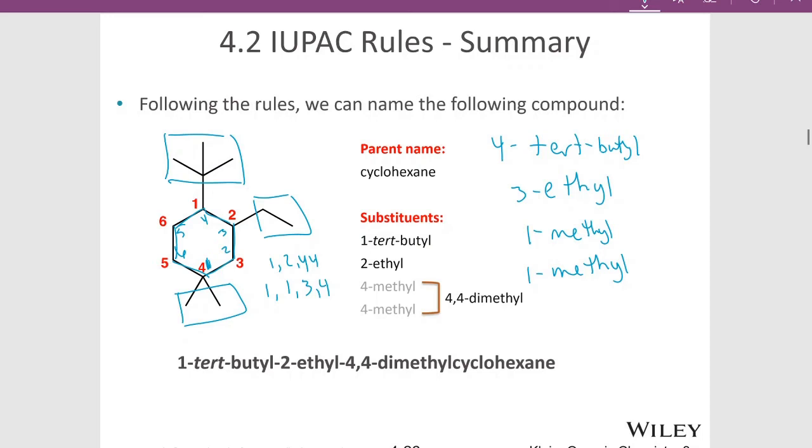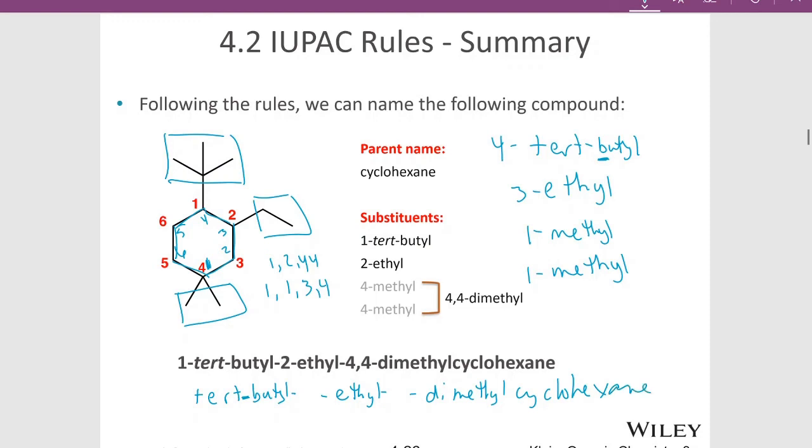The first one is going to be tert-butyl, because we don't look at the tert, we look at the B for alphabetization. So that's going to be tert-butyl, which we only put the hyphen here because that's just part of the name. Then next we're going to have our ethyl. And next we have two methyl groups, so that's going to be a dimethyl. And then our parent is cyclohexane, because it's the 6-carbon ring.